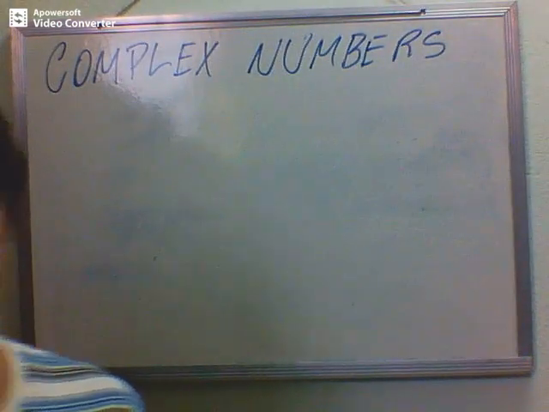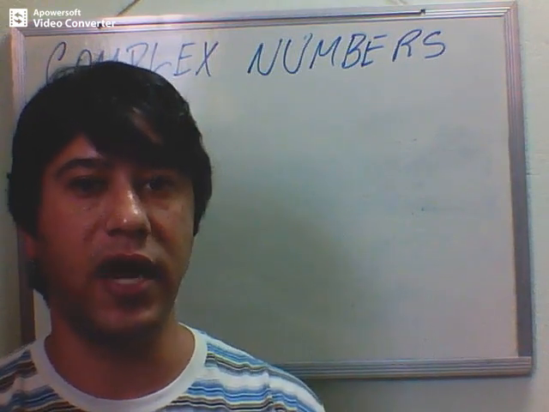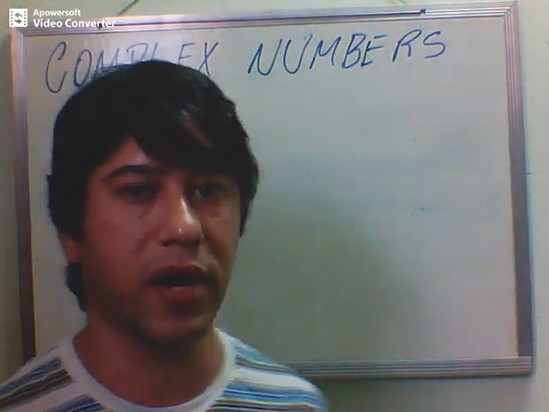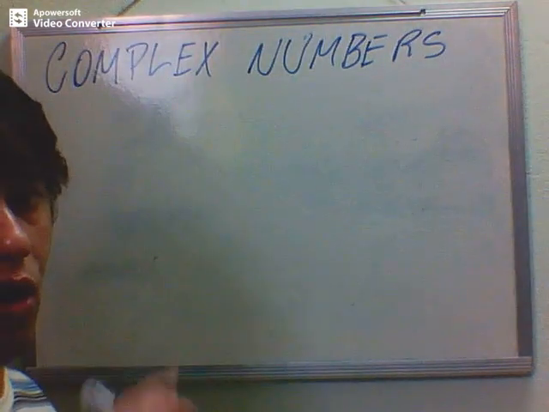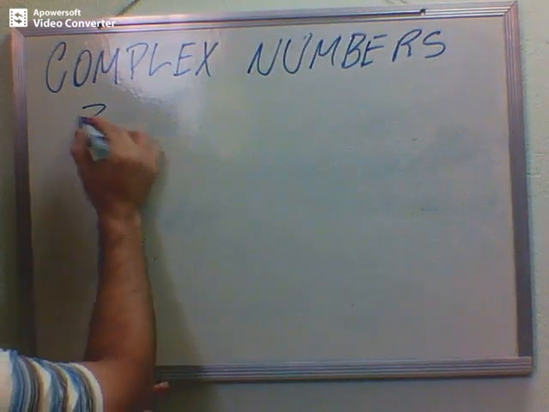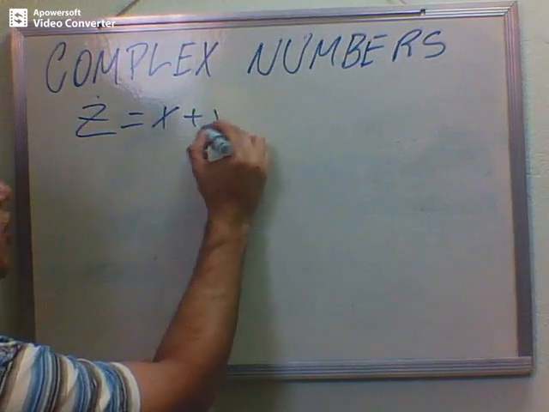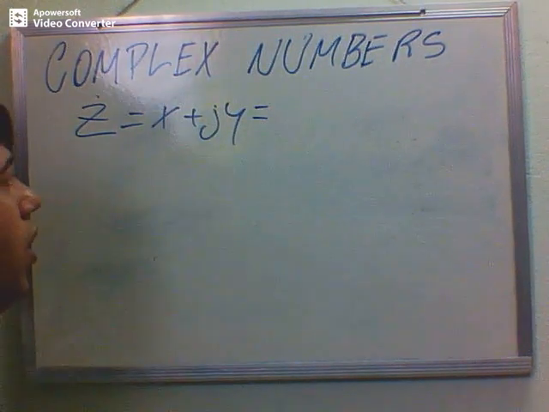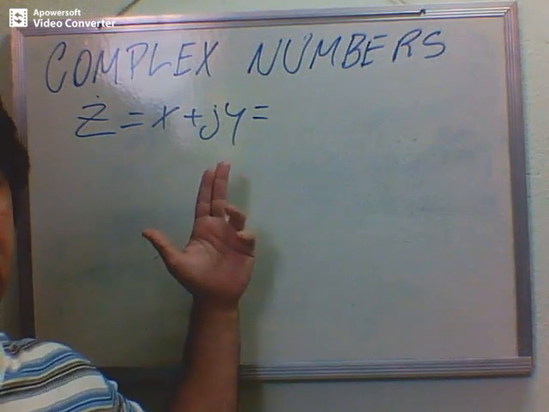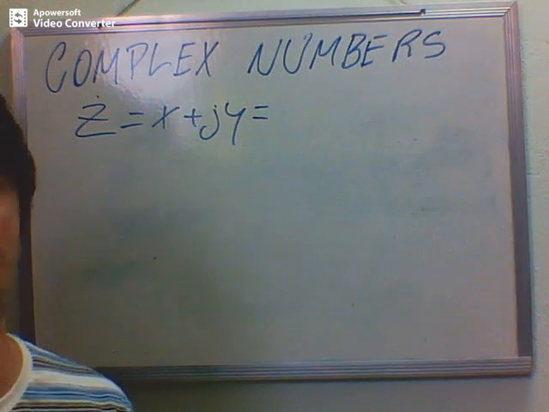Complex numbers are mathematical entities that are said to have a real part and an imaginary part. They are often represented by the letter Z. Z with a dot on top is equal to x plus j y. However, we don't always use this representation. We use what's called the polar form of the complex number.